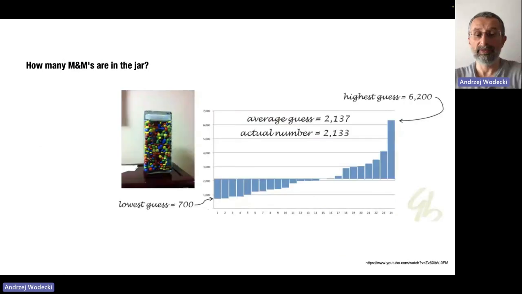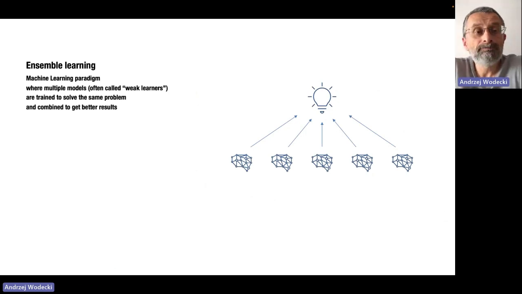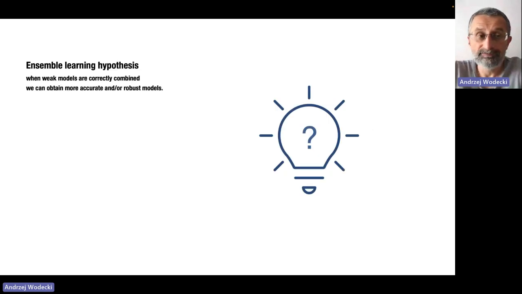Okay, so let's come back now to the theory. Ensemble learning is a machine learning paradigm where multiple models, often called weak learners, are trained to solve the same problem and combined to get better results. So you train different models for the same problem, and when you combine them, average, for example, there are many different ways of combination, I'll show you this later, the results of the ensemble of those weak learners give better results than the best of them. So the ensemble learning hypothesis is the following: when weak models are correctly combined, we can obtain more accurate and/or robust models. This is the hypothesis.